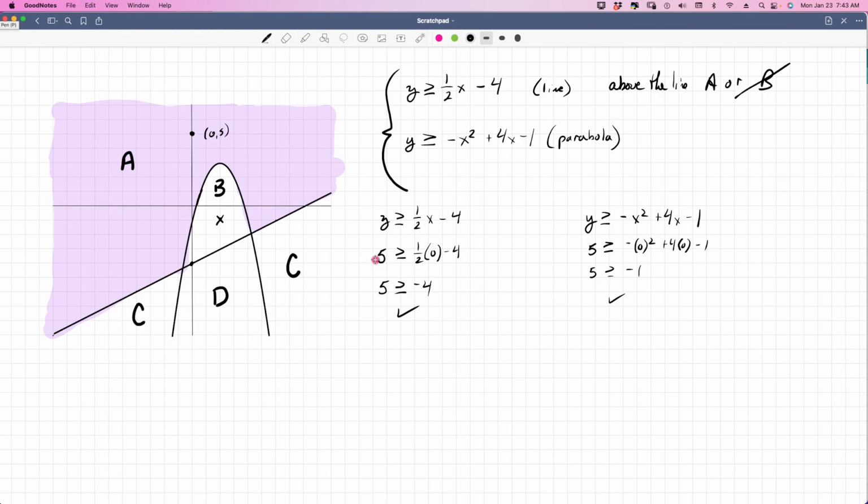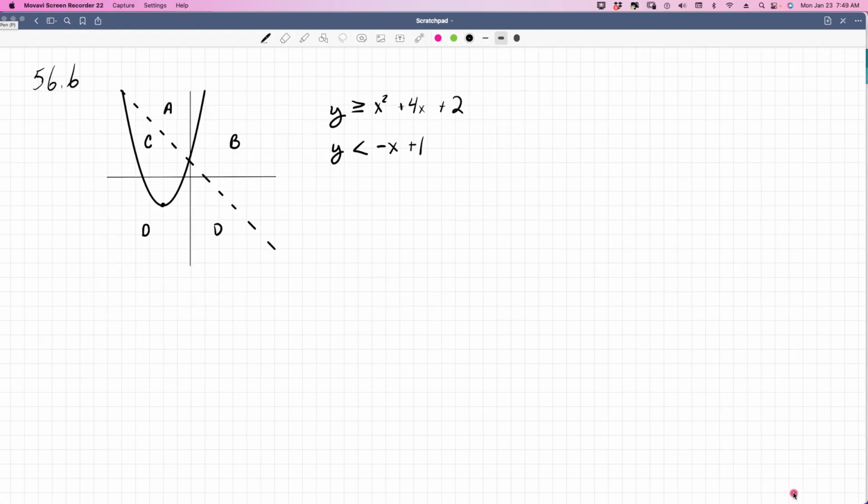Okay, so we have one more. Let me set it up. So here we have example problem 56.6, and we are given y is greater than or equal to x squared plus 4x plus 2. And here's that parabola. And notice we have the or equal to, so that is a solid line. So those points are included in whatever solution set we find. And then we have y is less than negative x plus 1, and those points are not included, that's why I have the dotted line here for that line. They're not included in whatever the solution for these two systems of equations are.